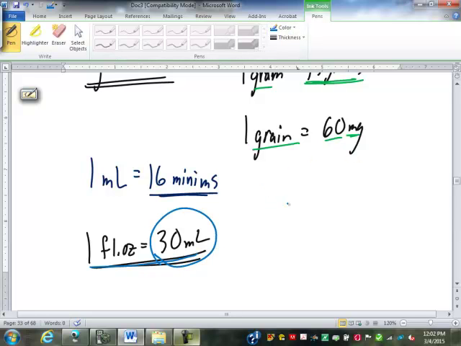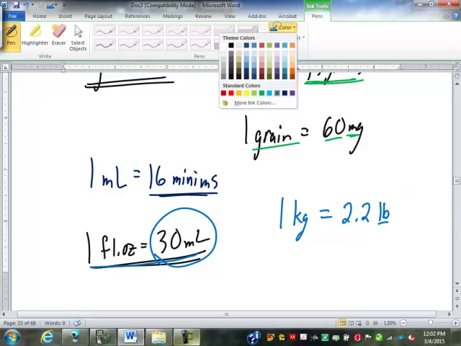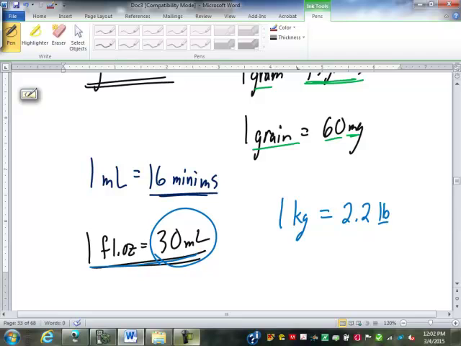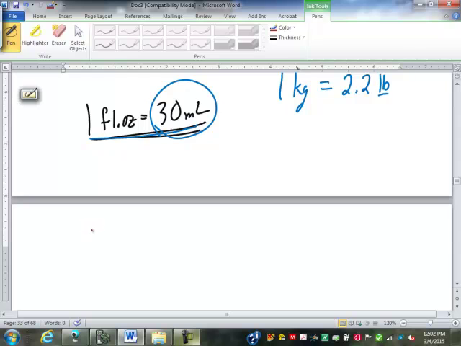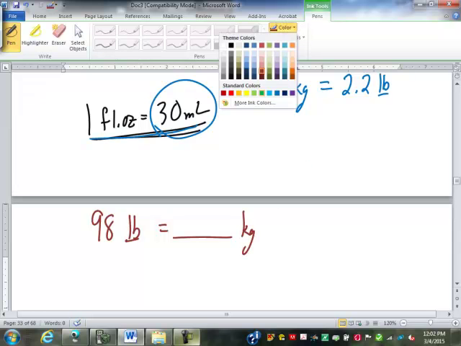Back on the weight side of things, 1 kilogram, which is actually a unit of mass in the metric system, but we use it as a unit of weight, is about 2.2 pounds. So if we have to do some conversions within systems, let's say that we have a patient who weighs 98 pounds, and we want to know how many kilograms that patient is.